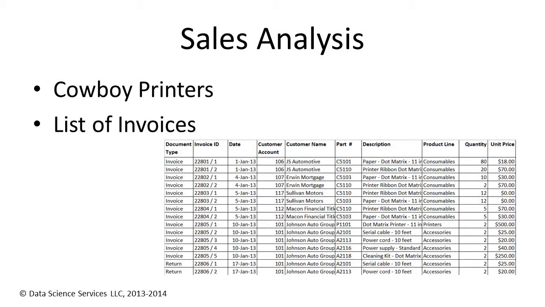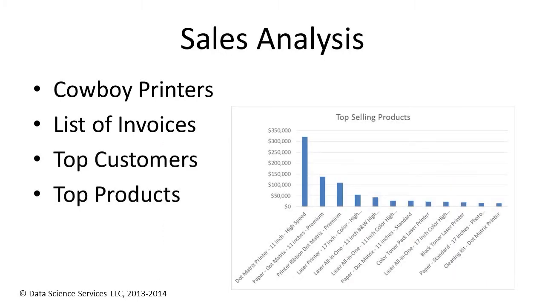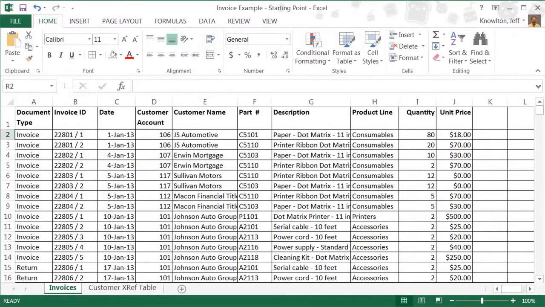The table lists each and every sales invoice from an entire year. The task at hand? Summarize and analyze the data to find the top customers, the top selling products, and identify any trends in the data. Let's return to Excel and look at the data in detail.